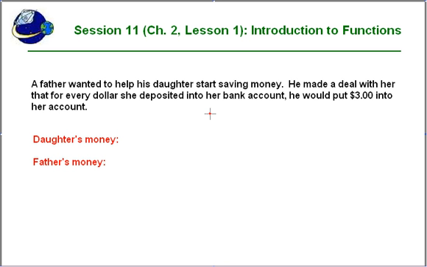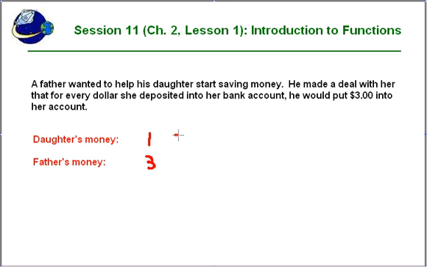Let's just go ahead and start choosing some different values, and that should help us start seeing what a function really is. For example, we have two items here. We have the daughter's money that gets deposited into the bank account, and then we have the father's money that gets deposited in. So let's assume for a moment that the daughter puts in $1. How much money then would her father put in? Well, her father would put in $3 because for every $1 she puts in, he's going to put in 3.